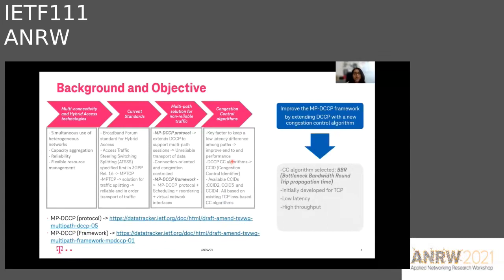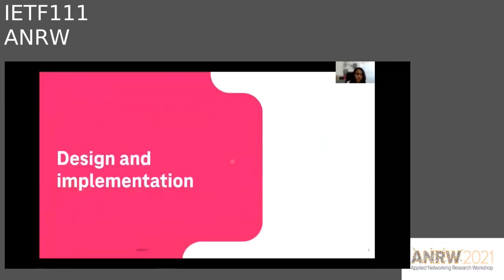Having all this in mind, the target of this research was to improve the MPDCCP framework by extending the DCCP protocol with a new congestion control algorithm. The algorithm selected was BBR, which was initially developed for TCP, and which has also shown quite good results in terms of maintaining a low latency while achieving a high throughput.